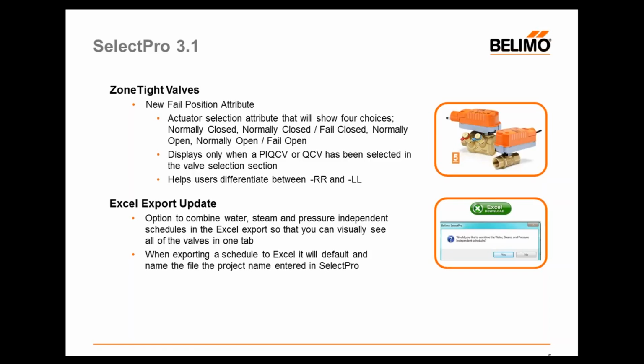I had gotten some feedback saying that it would be nice to have them all in one tab rather than having to copy and paste the tabs over into one tab when they got into Excel. So now you have the option. You could either keep them in separate tabs if that's how you prefer to look at your schedule in Excel, or you have the option to combine the water, steam, and pressure independent schedules when you export to Excel, and that pop-up will come up when you click the button.